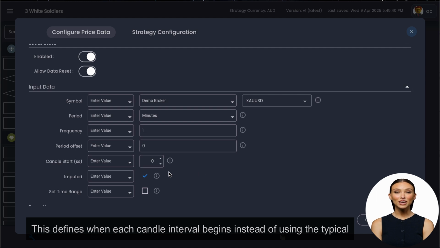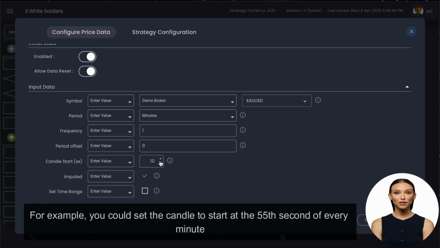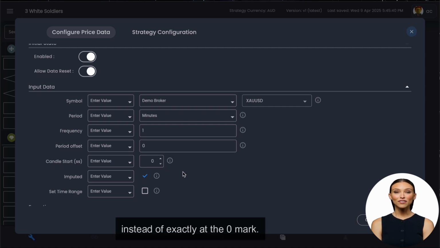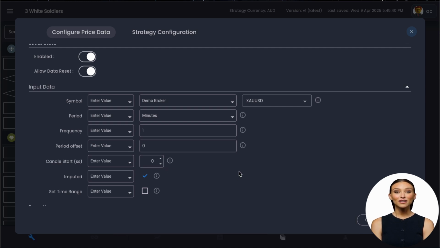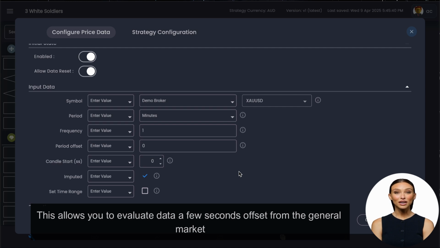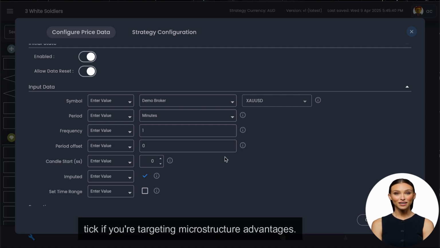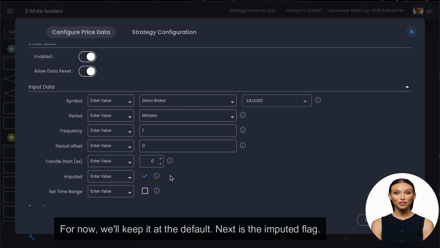You can customize the candle start time here. This defines when each candle interval begins instead of using the typical start of the minute. For example, you could set the candle to start at the 55th second of every minute instead of exactly at the 0 mark. This allows you to evaluate data a few seconds offset from the general market tick if you're targeting microstructure advantages. For now, we'll keep it at the default.